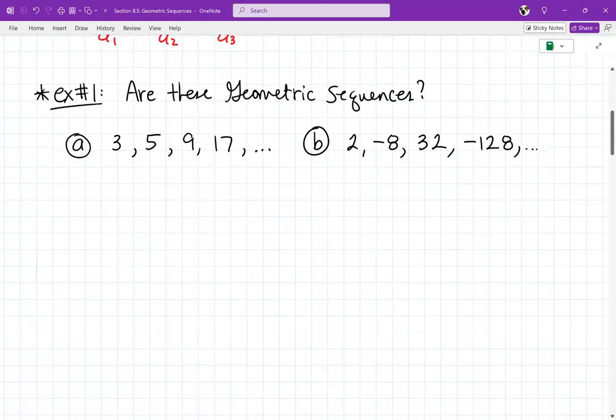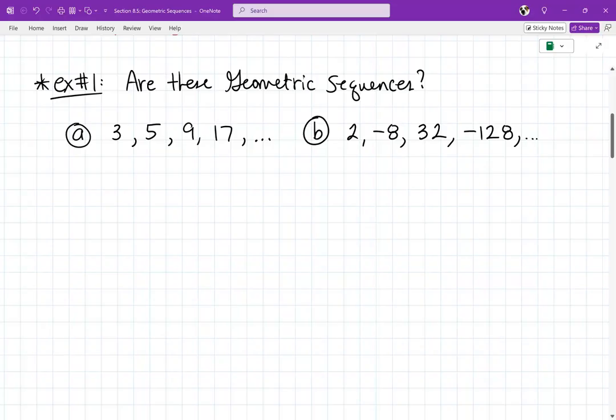So this first part, pretty easy, says, are these geometric sequences? If they're going to be geometric sequences, they need to have a common ratio. So what I'm going to do is divide. I'm going to do a lot of division. So example 1, are these geometric sequences? The first one is 3, 5, 9, and 17. So I'm going to divide like this.